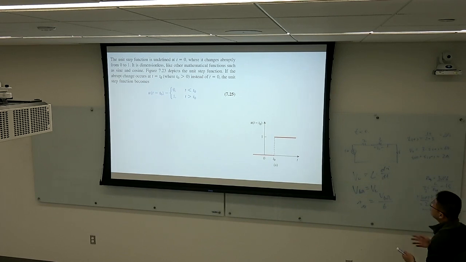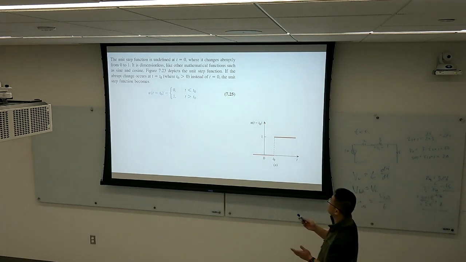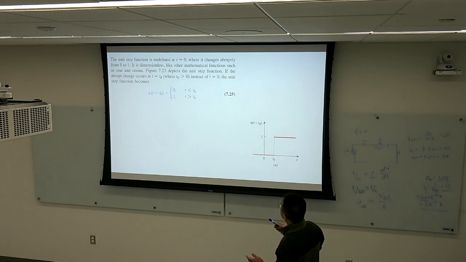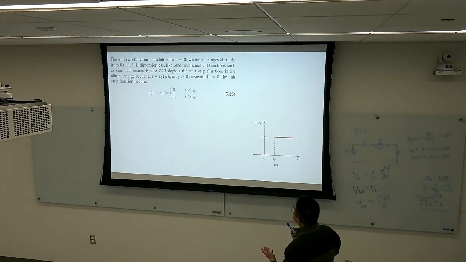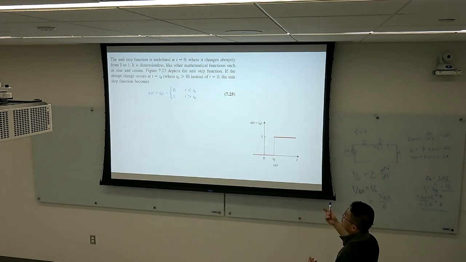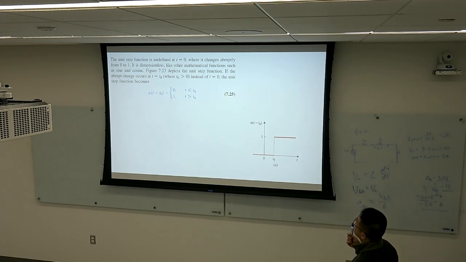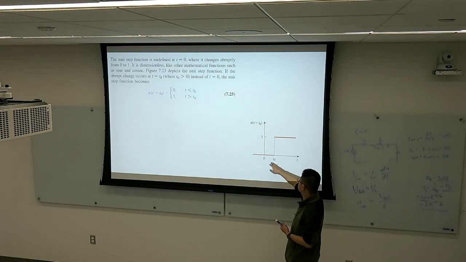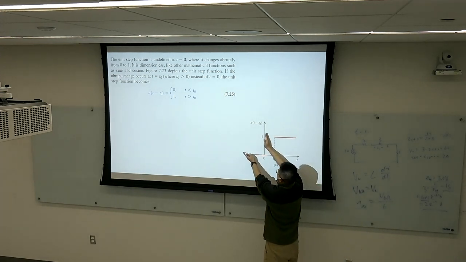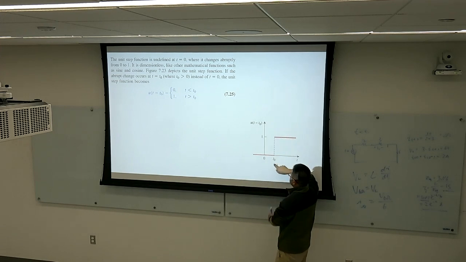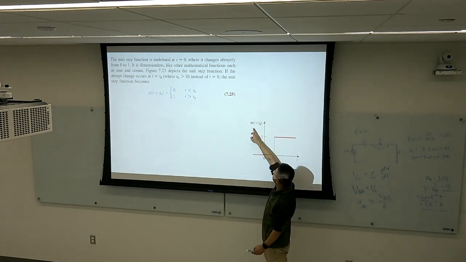The unit step function is defined at t equals 0, where it changes abruptly from 0 to 1. It is dimensionless, like other mathematical functions such as sine or cosine. We can move it left or right. For example, we can move the function from 0 to time t0, so this becomes u(t minus t0).